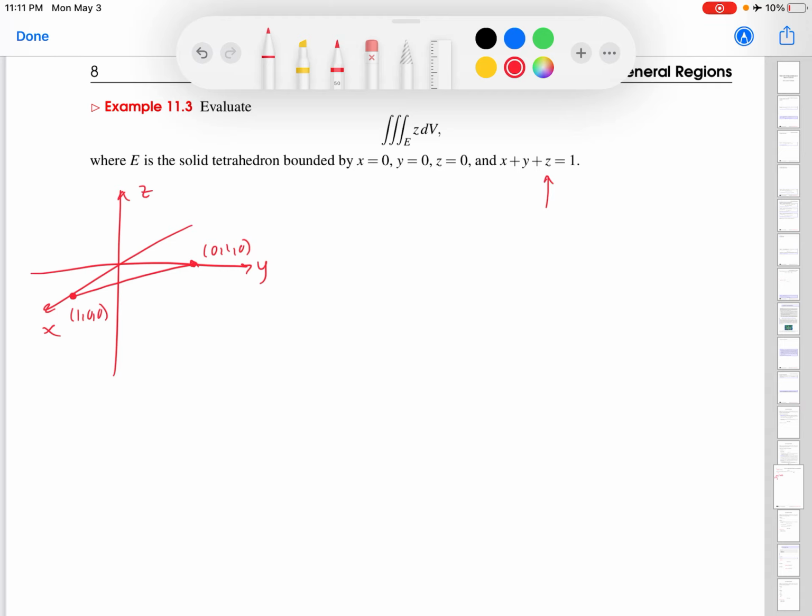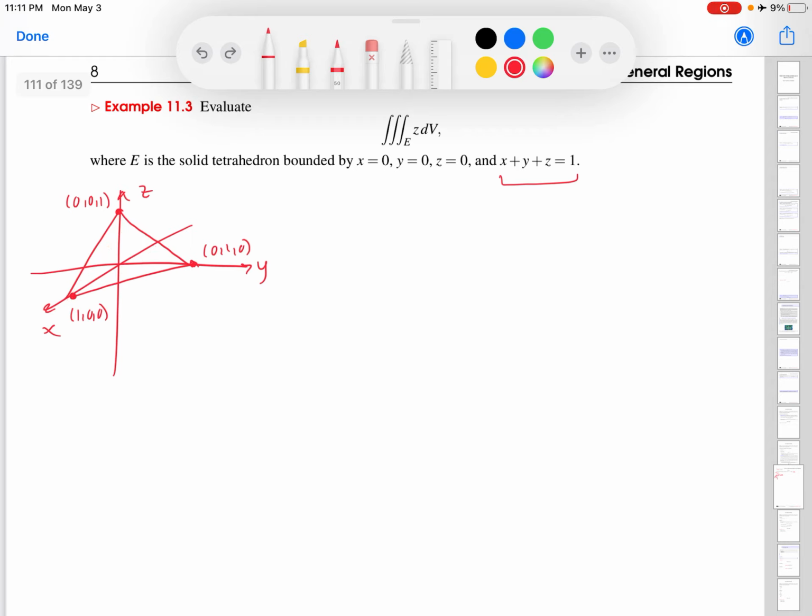If I set y equals 0, I get z equals 1 minus x. So that is a downward sloping line here. And the point above there, z equals 1 minus x, so 0, 0, 1. And if I set x equals 0, I solve for z, I get 1 minus y. So I would get this line over here. So my tetrahedron is then, or this plane is this part, just the top of it.